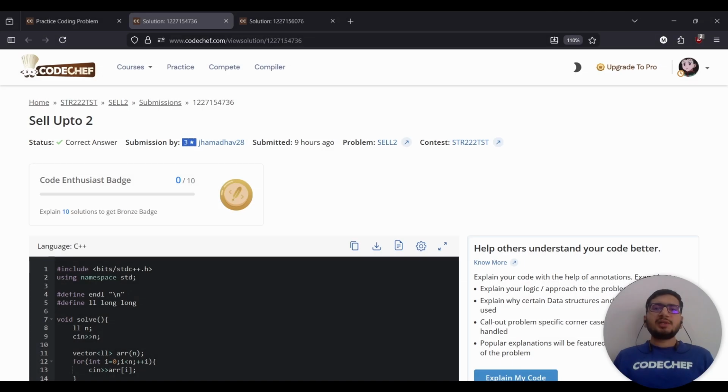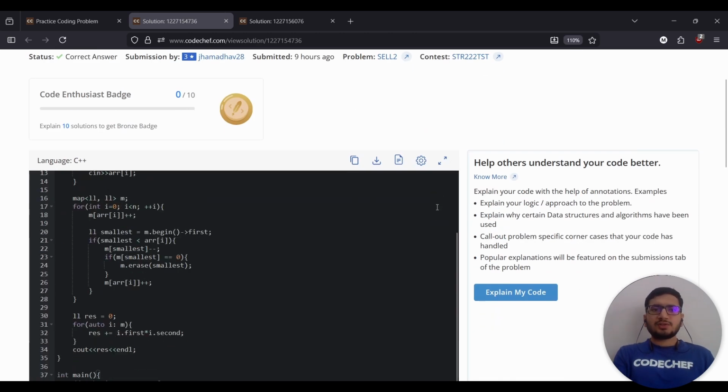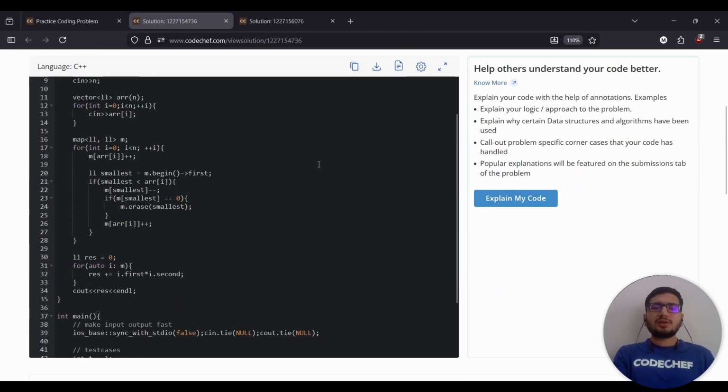Let's see how we can implement the solution in C++. So for each test case, we call the function solve. And solve will take the input of our array. Then we initialize a map. With this map, we can get what is the minimum selling price that we have with it. And for each selling price, we will also have a count of how many times we have sold it.